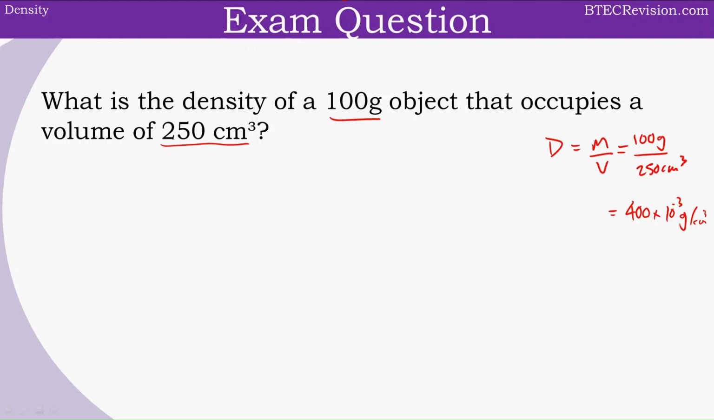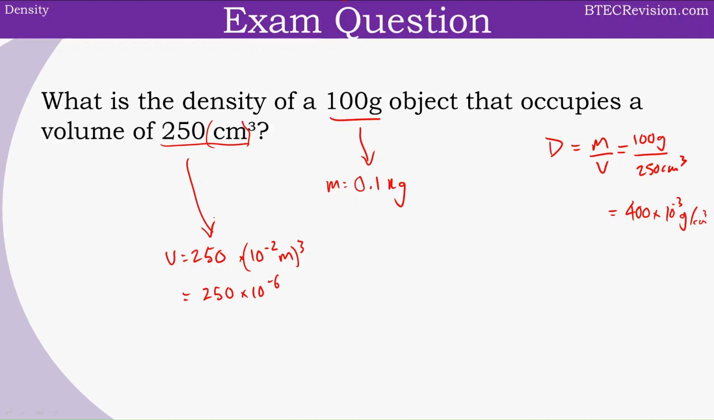Now, if the question is asking for kilograms per meter cubed, then we should convert these into the correct units. 100 grams, if you divide this by 1,000, we get kilograms, which gives us a mass equals 0.1 kilograms. And for volume, we want that in meter cubed. So that would be 250, centi is times 10 to the negative 2, and we've got meter, and all of that in the brackets will be cubed. Therefore, that would give us a value of 250 times 10 to the negative 6 meter cubed, if you remember the indices.